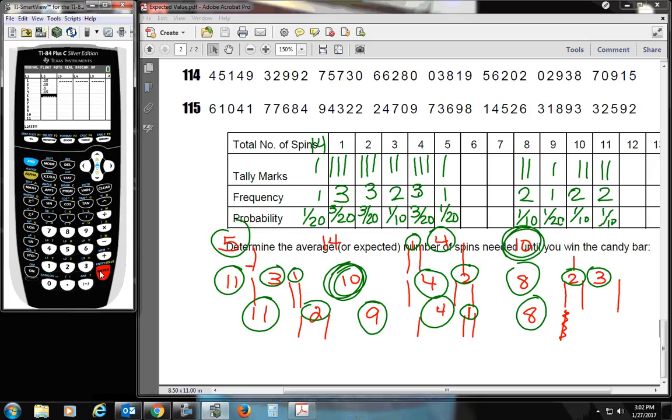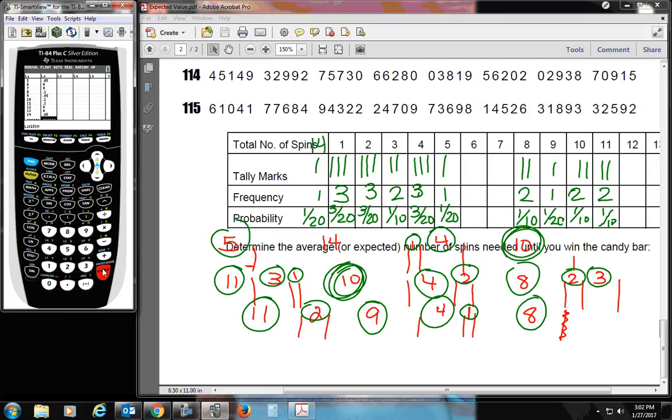4 is going to be 3 out of 20. 5 is going to be 1 out of 20. 6 didn't happen, so what should we do? You can do 0 out of 20, or you can literally just put 0, because 0 over 20 is obviously going to be 0. 7 didn't happen, so we can put a 0 there to represent that. 8 would happen 1/10 of the time, or again, you can put 2/20ths. It's not going to hurt anything. 9 is going to happen 1 out of 20 times. 10 is going to happen 2 out of 20 times, which is 1/10. And then 11 is also going to happen 2 out of 20 times, which is 1/10. 12 doesn't happen, 13 doesn't happen, and 14 happened 1 out of 20 times.